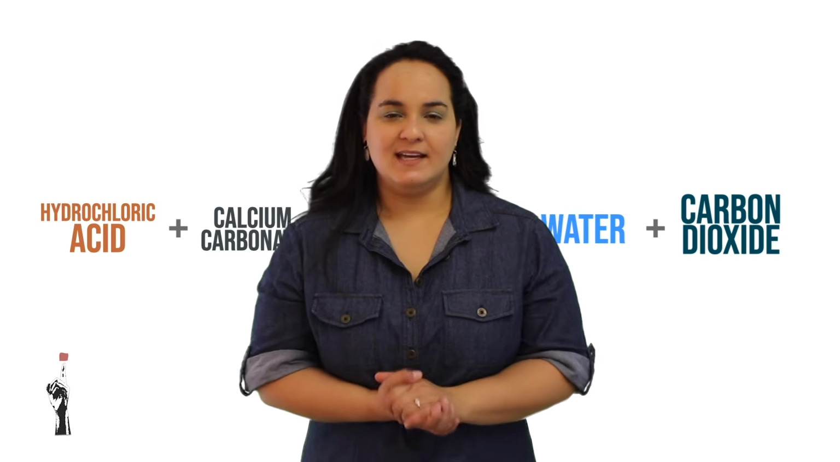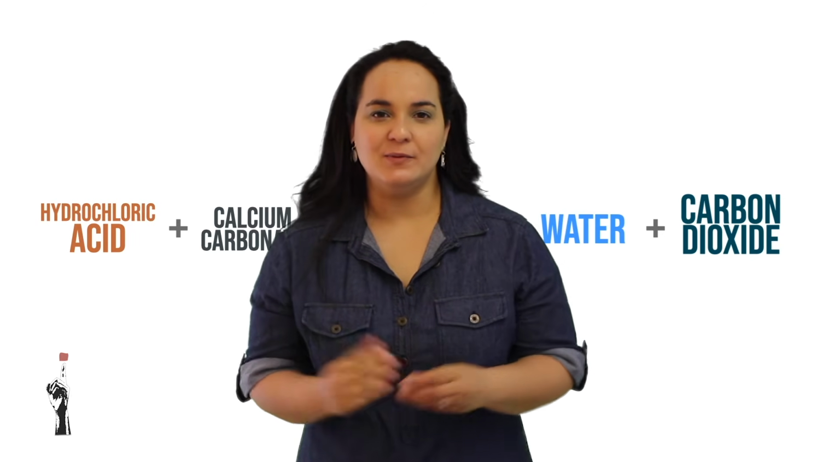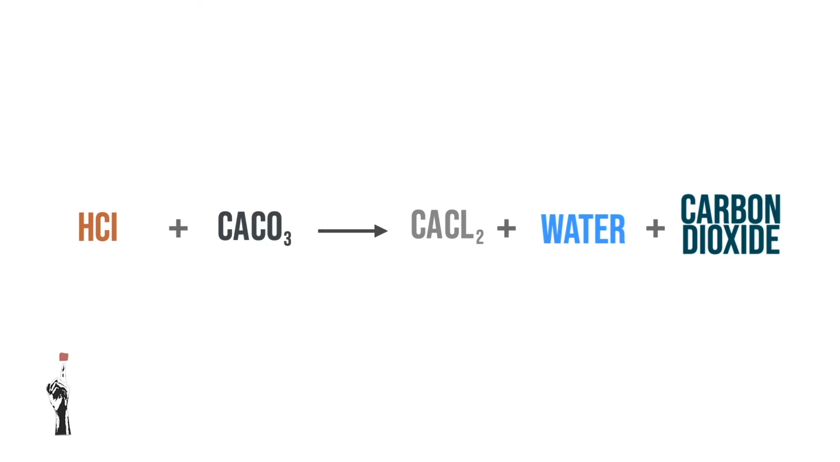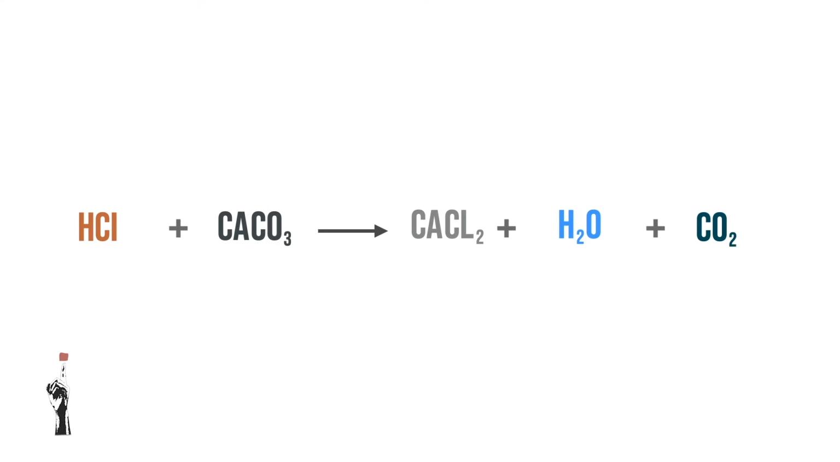When we write the chemical equation for this reaction, we will notice that it's not balanced. On our reactant side, we have HCl plus CaCO3. The arrow indicates the chemical reaction. The products that form are CaCl2 plus H2O plus CO2.